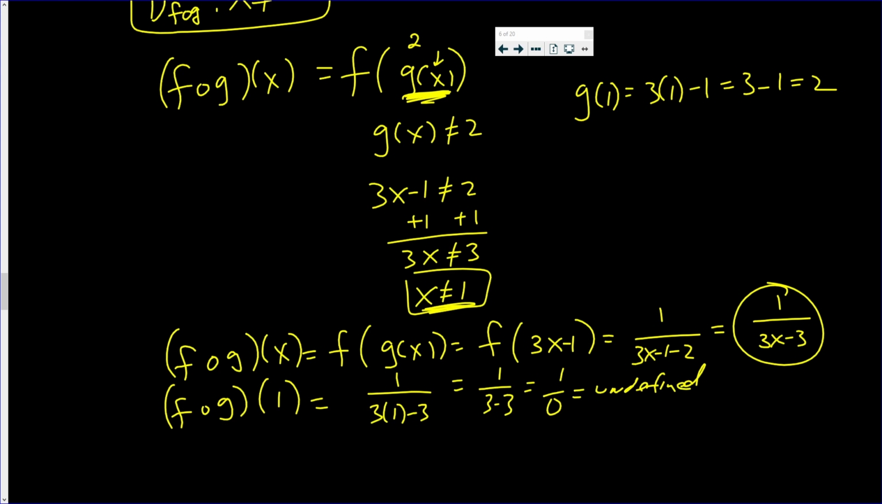Okay, but it is possible that this could have not been that. It could have been 3x minus 3. Then you'd have to say x can't be 1. You have to find the domain before you can find f of g of a number, because if that number is negative, if that number is 1, you are in trouble.